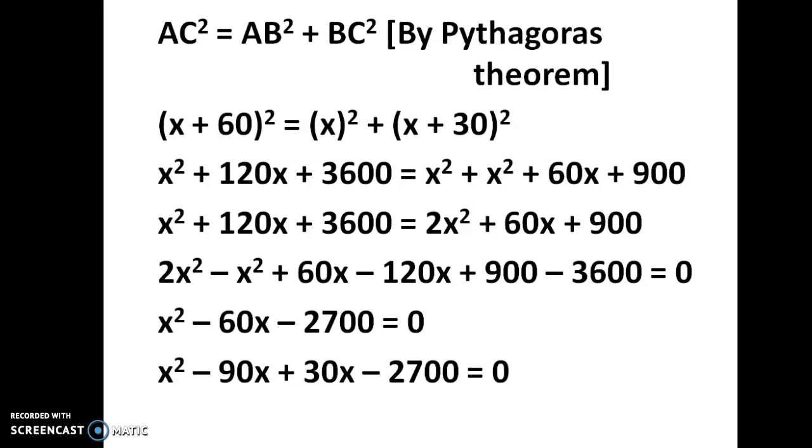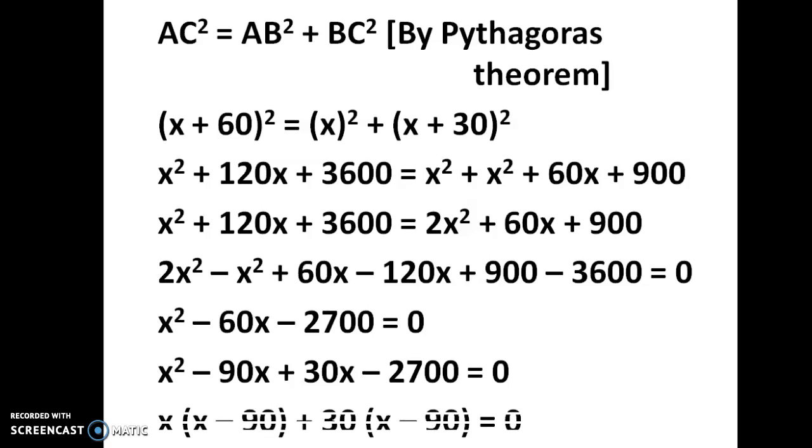So after that, by splitting the middle term, okay, so this middle term minus 60x is split into minus 90x plus 30x. Okay, so like that it can be split and written. So I am using the splitting the middle term method. If you want, you can use the quadratic formula method or completing the squares. So you can use any of the methods and find the roots.